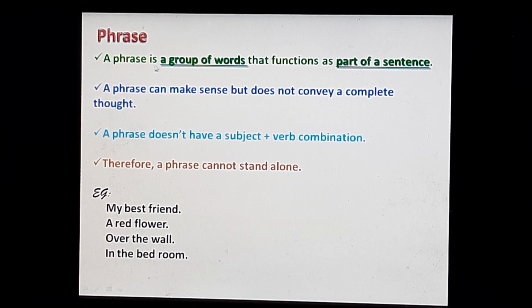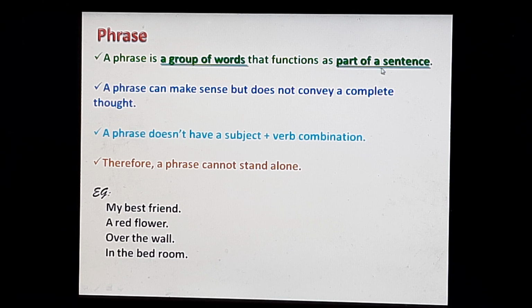Now, phrase. A phrase is a group of words that function as part of a sentence. A phrase can make sense but does not convey a complete thought. They make little sense or little meaning but not complete meaning. A phrase doesn't have a subject plus verb combination. This is an important point. It has no subject verb combination. Therefore, a phrase cannot stand alone.